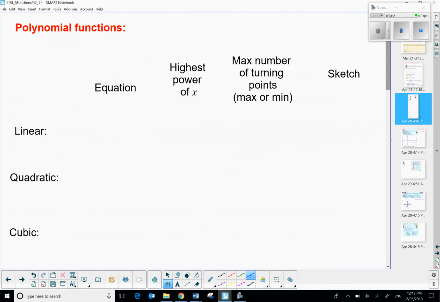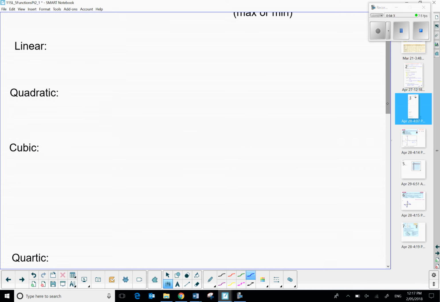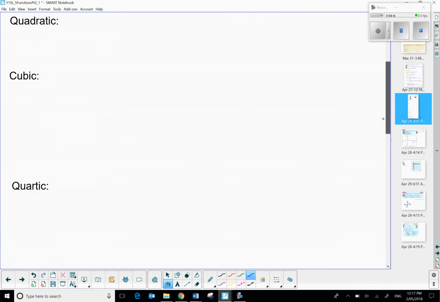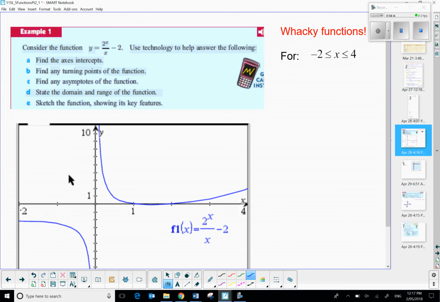And we're going to look at polynomial functions, and eventually we want to be able to come out with a summary so that you're very familiar with anything from a linear, quadratic, cubic, up to quartic, and then even higher powers, that you're familiar about how to get the number of turning points and what they might look like. Another part of this topic is what we call wacky functions.